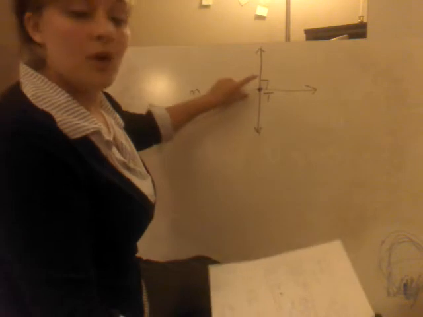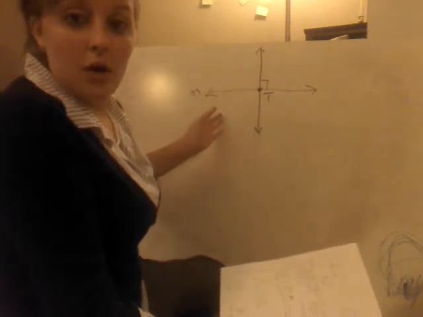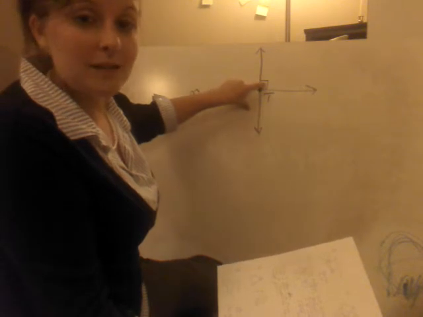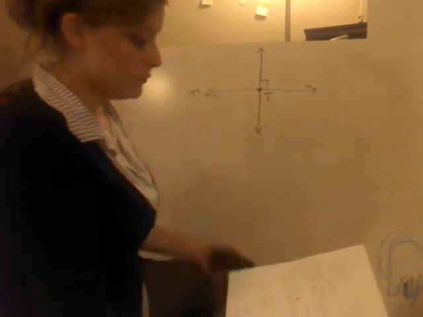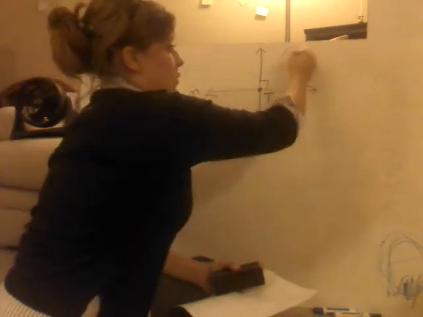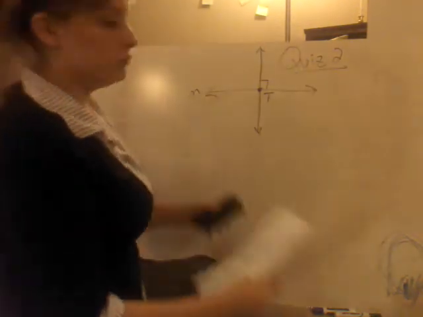Because if I don't put that there, then I don't know what the angle is. If I don't label what the angle is, I don't know. This symbol right here means perpendicular. Perpendicular means 90 degrees. So that was number 10. This is quiz 2, by the way. Quiz 2 review.